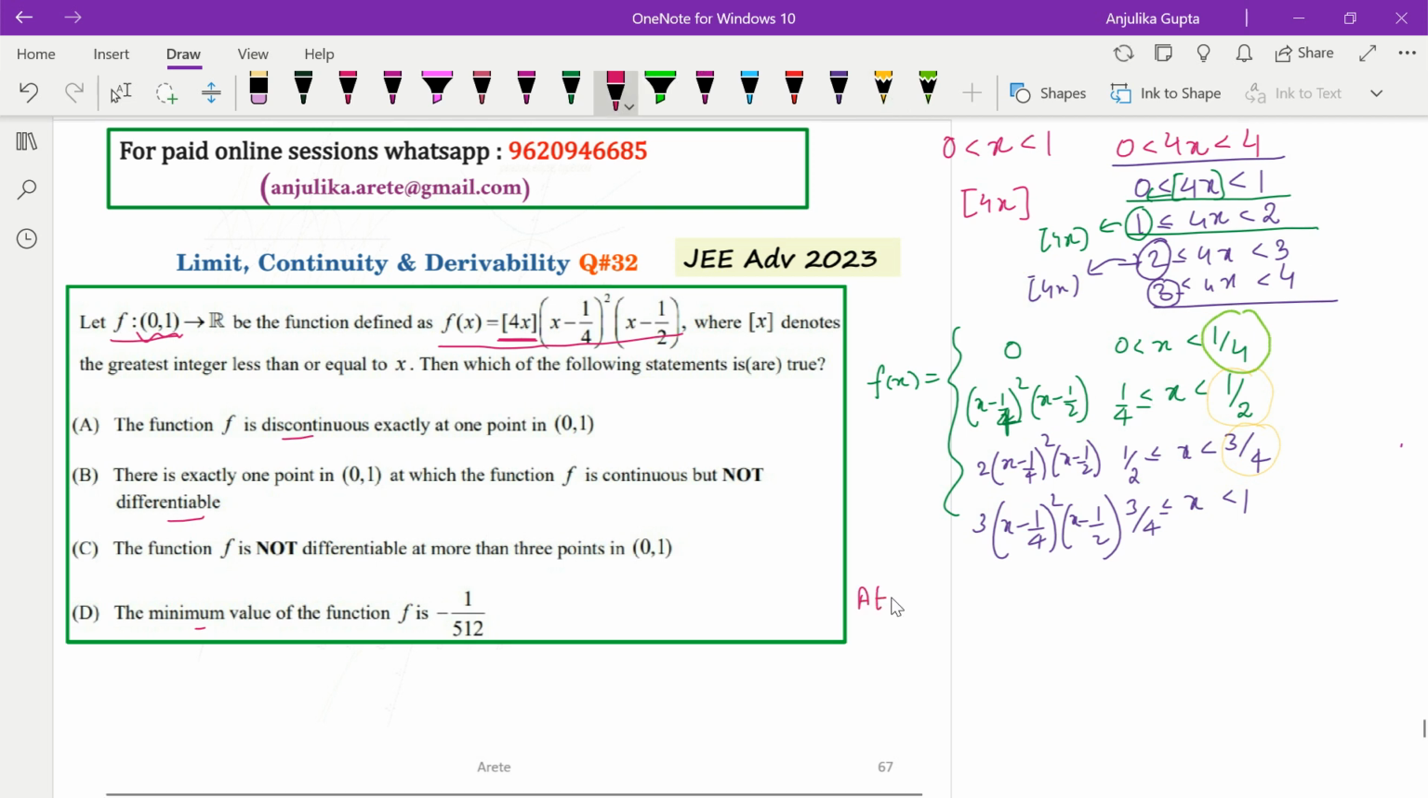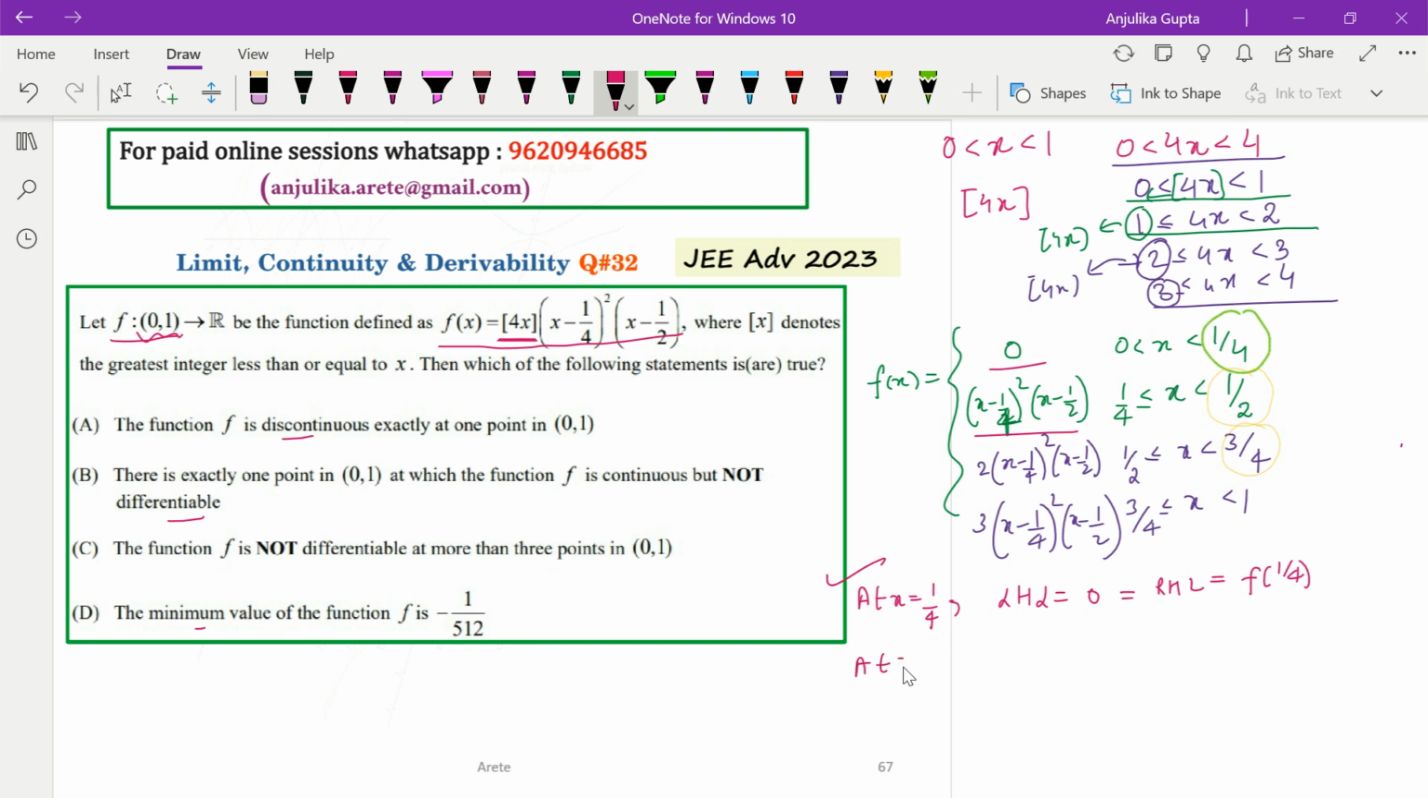Now, at x equal to 1/4, let's check the continuity. What is your left hand limit at 1/4? Left hand limit means you are going to look here. You can clearly see it's 0. What is the right hand limit? You have to look here, because here for the right hand limit you plug in x equal to 1/4, still you get 0. Left hand limit is the same as right hand limit, and the same as the function value. So at 1/4 it is continuous.